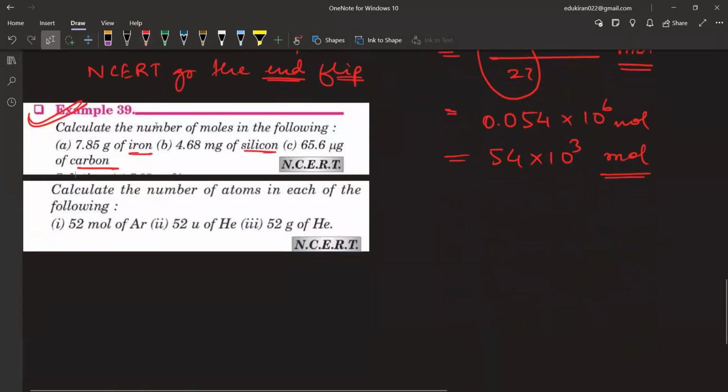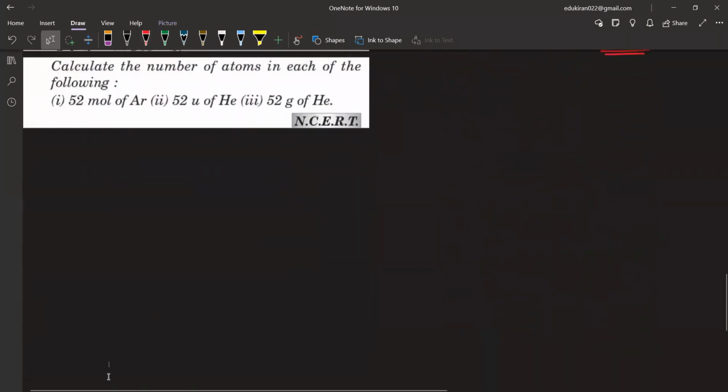Okay, I will do this question now. Calculate the number of atoms in each of the following. Whenever you have the number of atoms, you will first see if it is given in moles, then you will just convert it to number. If it is given in U, that means atomic mass unit, then you will divide this by atomic weight. If it is given in gram, then you will divide this by the gram atomic mass. If you have only moles, then you will just multiply it by 6.022 into 10 to the power 23.